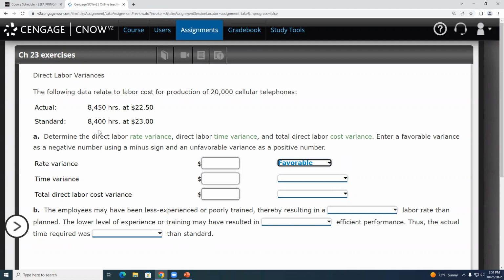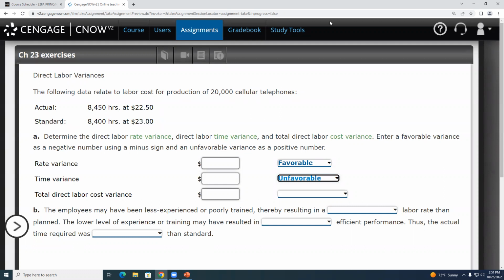How about the time variance? We expected it to take 8,400, but it took longer than that. So that part would be unfavorable. And we don't know until we get the combination of those two whether the total variance will be favorable or unfavorable. But what we're seeing here is exactly the scenario that I already proposed could happen. We paid less, could be less experienced workers, new hires that are still in training. And that would also explain why it took them longer, because they're just learning the job. Both of those things are possible. I don't know that that's the answer, but it could have been contributing.